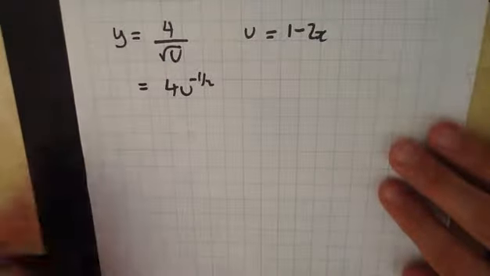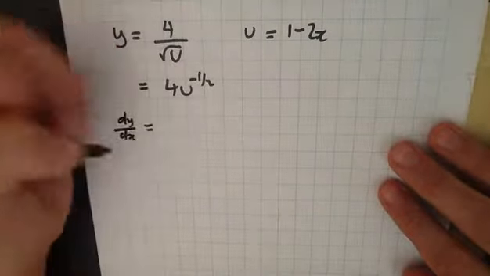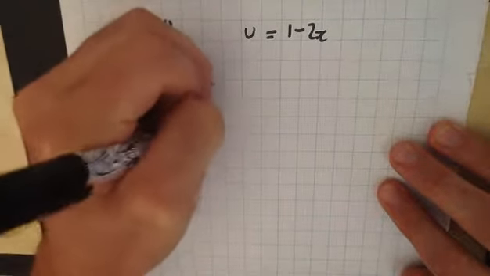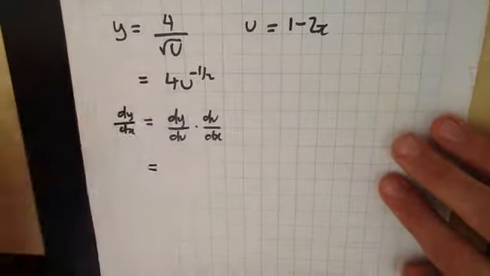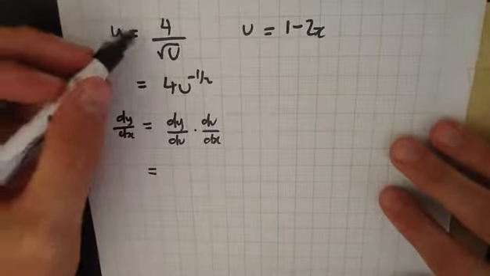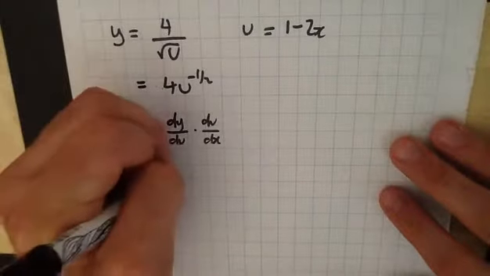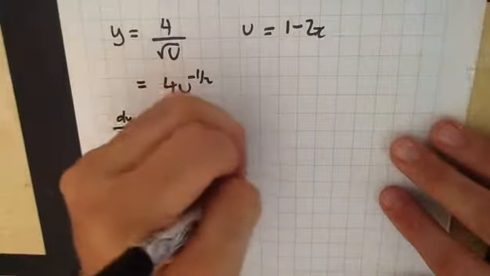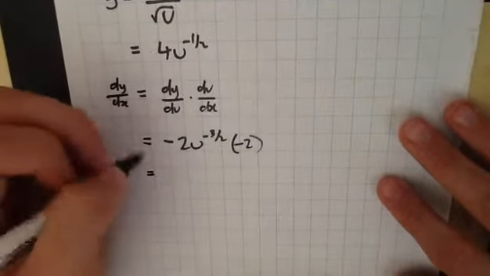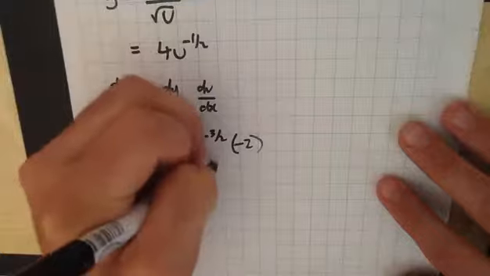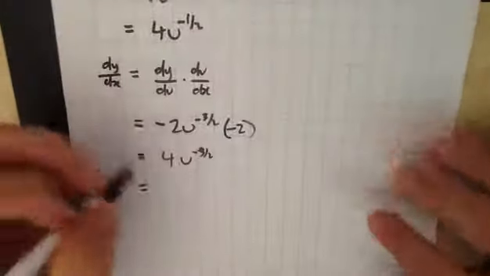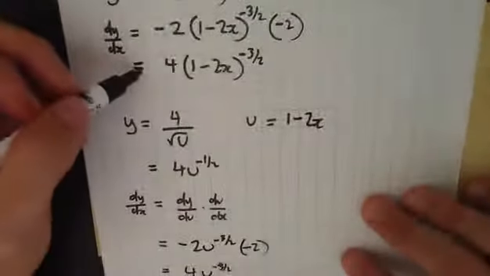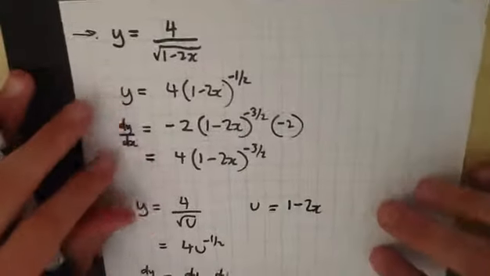Okay, so using the chain rule, the derivative dy with respect to x is equal to the derivative of y with respect to u times the derivative of u with respect to x. So the derivative of y with respect to u becomes negative 2u to the negative 3 over 2. And the derivative of u with respect to x is negative 2. So that becomes 4u to the negative 3 on 2. What is u? Well, u is 1 take 2x, so it's 4 times (1 take 2x) to the negative 3 on 2. Again, same derivative as what we got up here. This way, the first way we did it is much simpler.